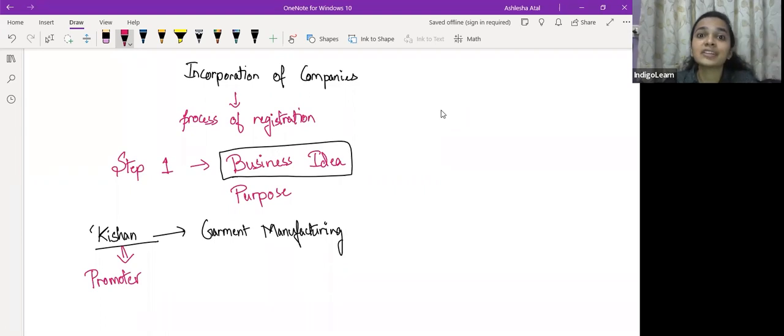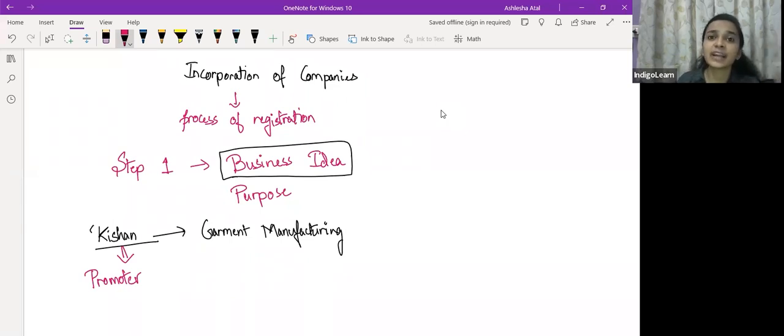A promoter is basically a person who conceives the idea of setting up, who conceives the idea of starting a particular business. So जब हम प्रमोटर की बात कर रहे हैं, ऐसा जरूरी बिल्कुल नहीं है कि प्रमोटर को कंपनी का मेंबर होना चाहिए या प्रमोटर को कंपनी का डायरेक्टर होना चाहिए, ऐसा बिल्कुल भी जरूरी नहीं है. So यहाँ पे जो मिस्टर किशन है, he is the person who has got the idea, and that is the reason why we call Mr. Kishan the promoter of the company.